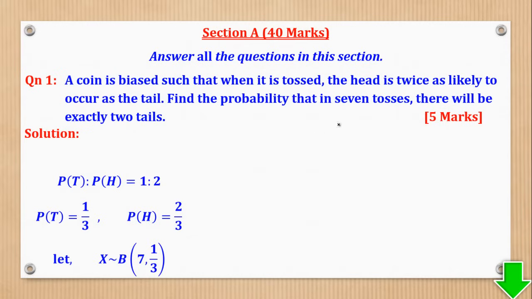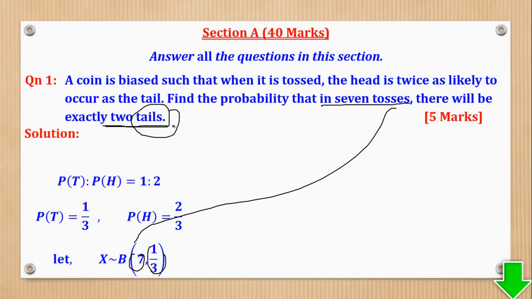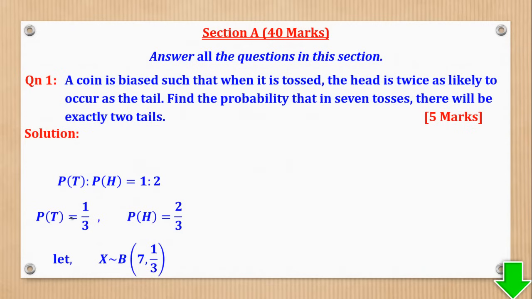Because of this word, 7 tosses, it means there is a repetitive process. That's why it is now a binomial, with 7 trials and probability of success 1 over 3. Why do you say 1 over 3? It is because they said in 7 tosses, there will be exactly 2 tails. Do you see this tail? It means tail is the success you are interested in. That's why we call it the probability of success. When you get a head, it means probability of failure, which is 2 over 3.